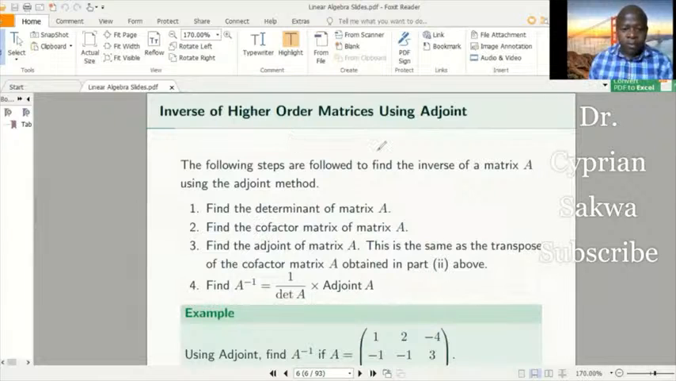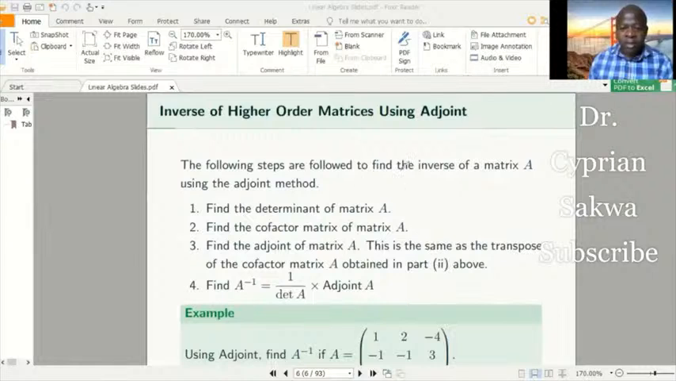So the transpose of this matrix in part 2 is the adjoint of that matrix. So once we have this adjoint, you remember that the inverse of matrix A is 1 over the determinant times the adjoint of matrix A.